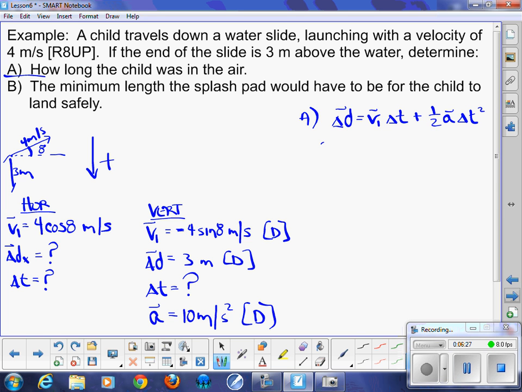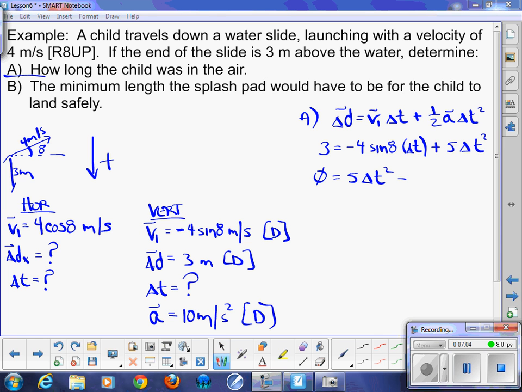So I know the displacement will be 3. My V1 is negative 4 sine 8 multiplied by delta T, plus 5 delta T squared, half of 10. So I'm looking at this right away, and I've got a sinking feeling that I'm going to have to use the quadratic formula to solve. So if I rearrange it, 0 equals 5 delta T squared, and now I'm going to actually break down and get a calculator.